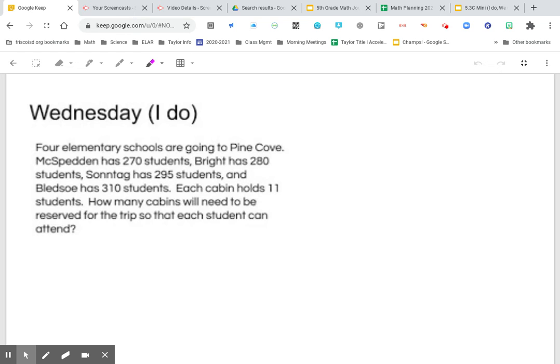So looking at my question, I know I need to know how many cabins, and I know that each cabin holds 11 students. So I'm going to be taking a number and breaking it apart into 11 groups. But I notice that I have 4 numbers up here. McSpedden has 270 students, Bright has 280 students, Sontag has 295, and Bledsoe has 310.